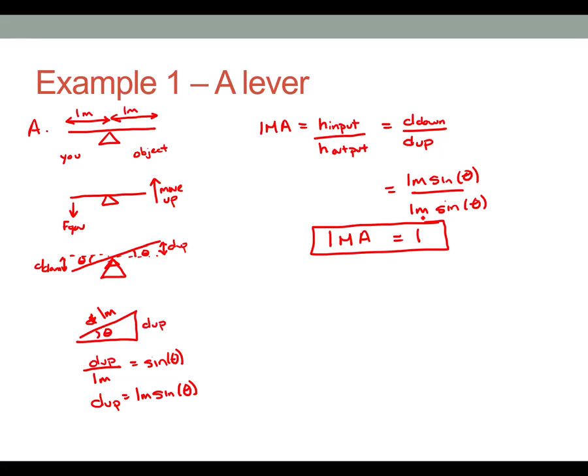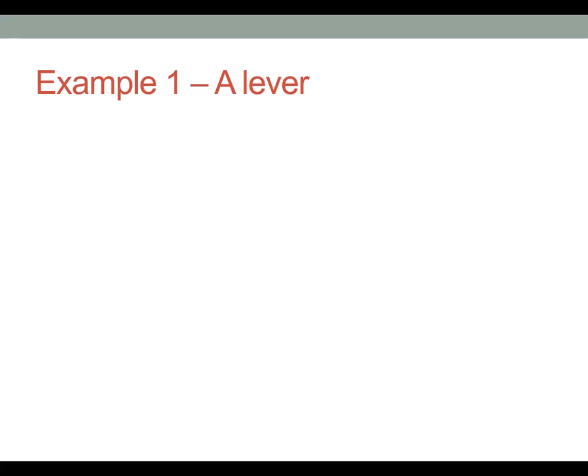Now let's look at a variation on this. Okay, and let's offset our fulcrum. So still a 2 meter long lever, but now I'm going to put the fulcrum over here so that this distance is 1/2 meter and this distance is 1.5 meters.